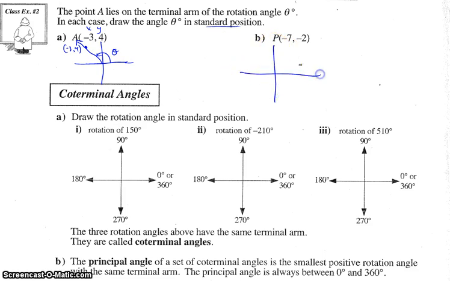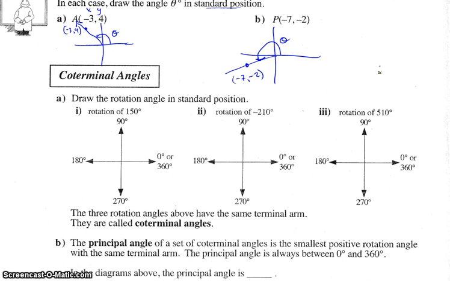All right, let's draw this one, -7, -2, so left 7, down 2. Draw a terminal arm through there, label that point, and then draw your rotation angle coming from the positive x-axis again, label that theta, and there we go, our angle in standard position.